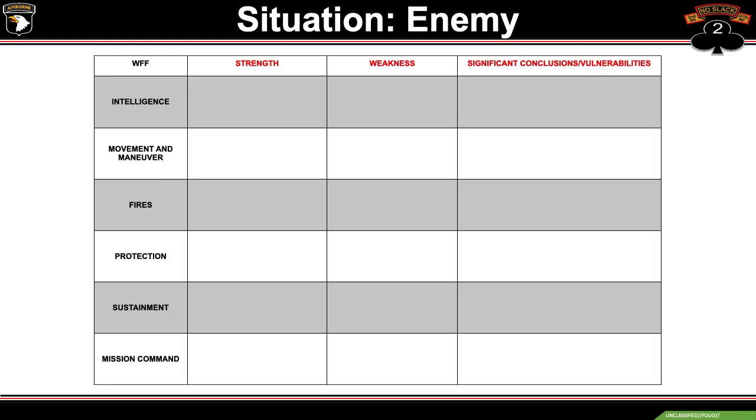And then a general way to discuss the enemy is through warfighting functions, or WFF. You see it in the top left of that table. Their intelligence, movement and maneuver, fires, protection, sustainment, and mission command. So the big takeaways from this are what capabilities they have, and then trying to exploit the weaknesses. This helps us understand where they are strong, where they are weak, the so what of it, and where they are vulnerable, so that we can try and exploit it a little more for our advantage.